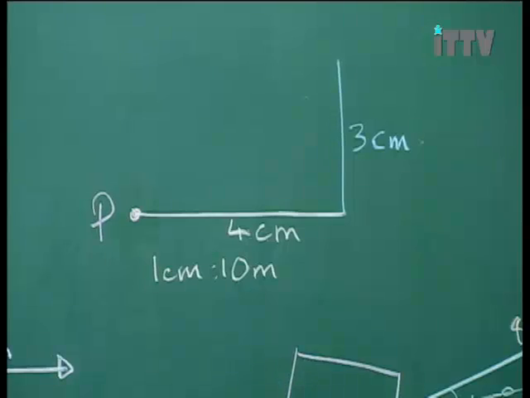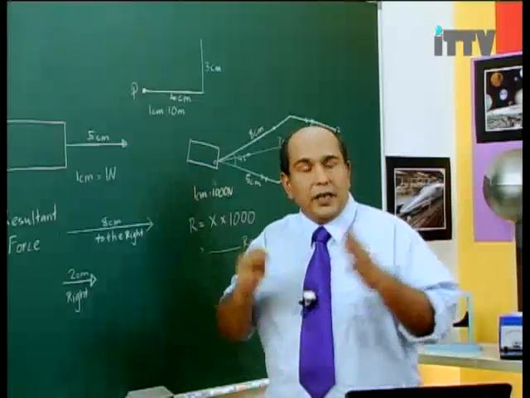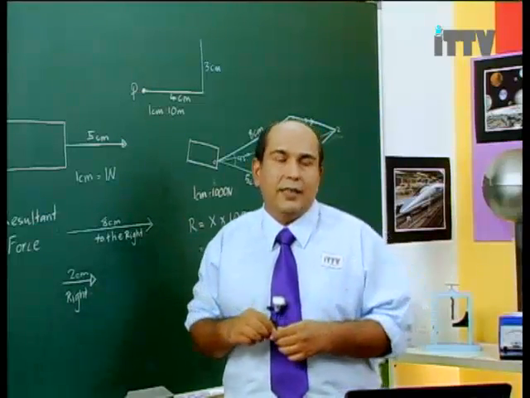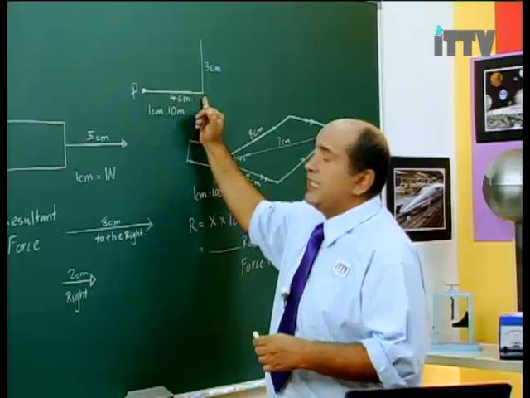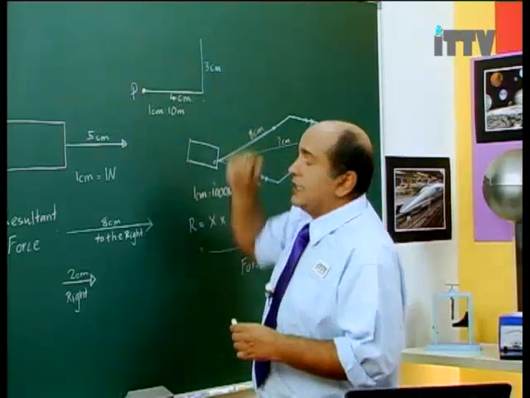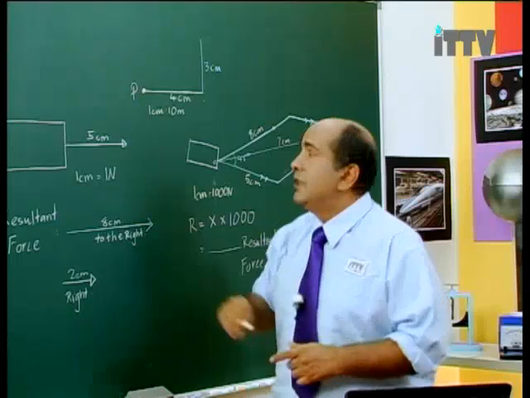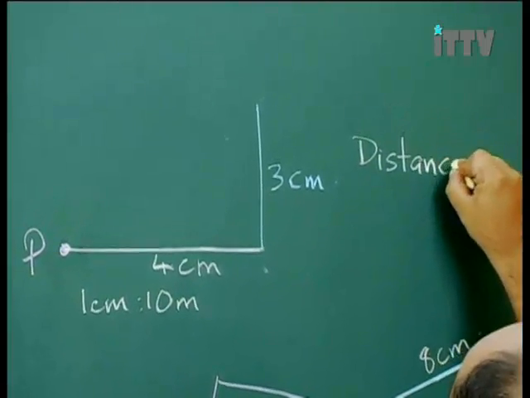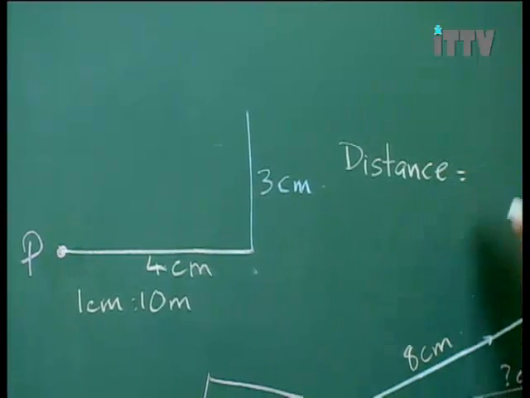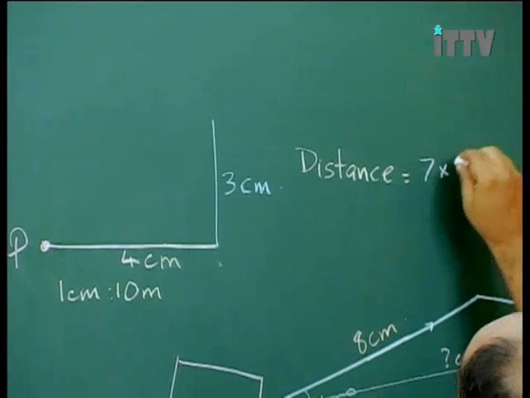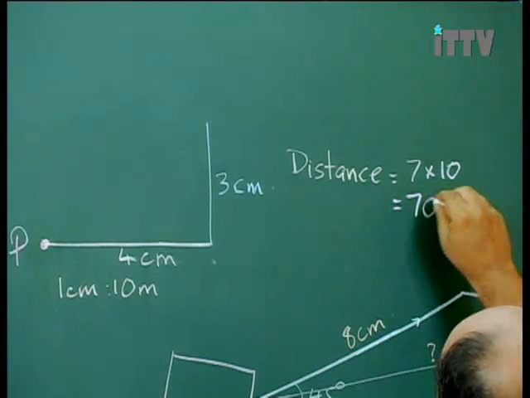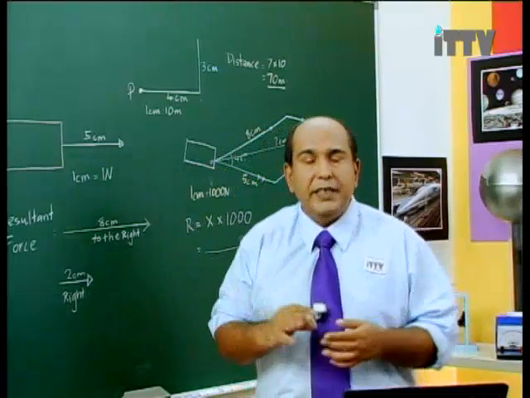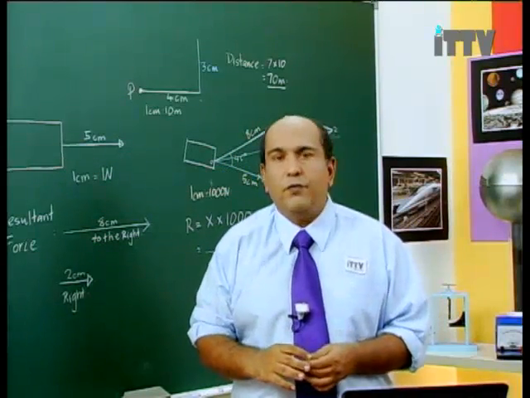Now, the total distance traveled by the boy is the entire length that he has moved from start to finish. The length that he has moved is 4 centimeters plus 3 centimeters, which is 7 centimeters. So our distance equals 7 times 10, which equals 70 meters.